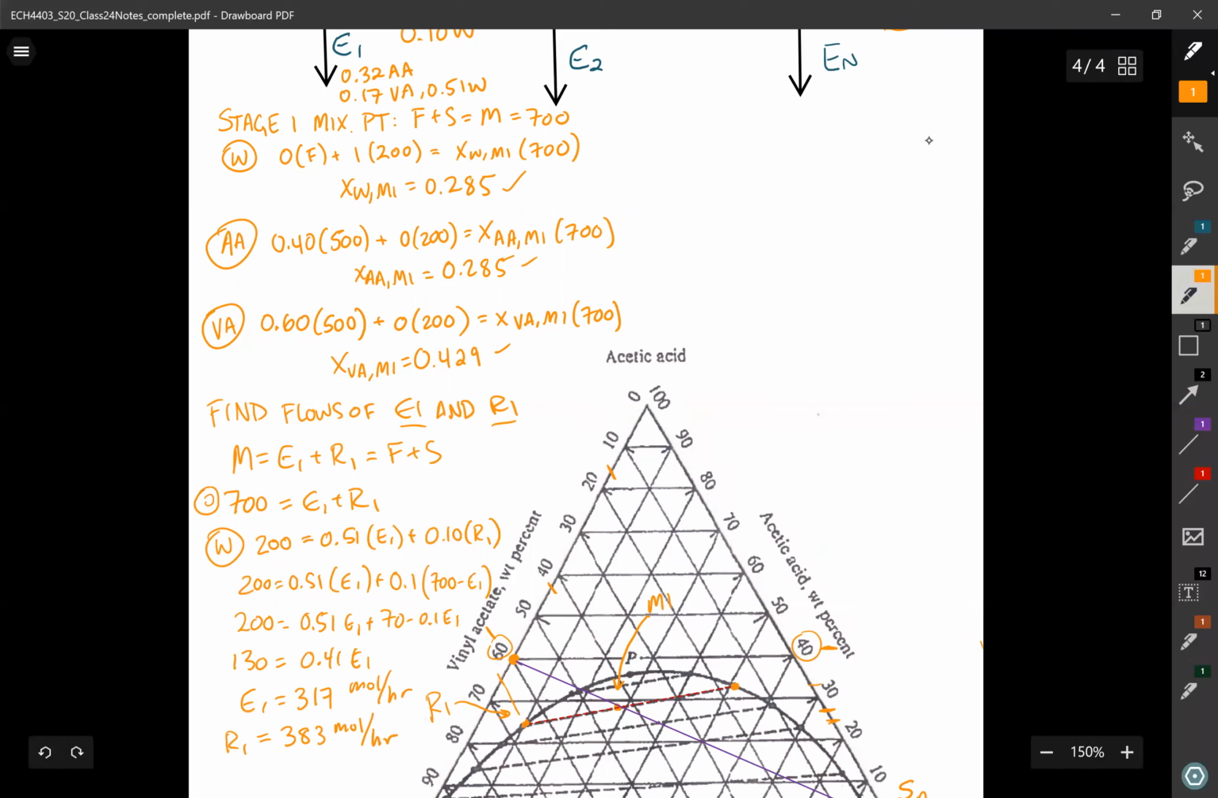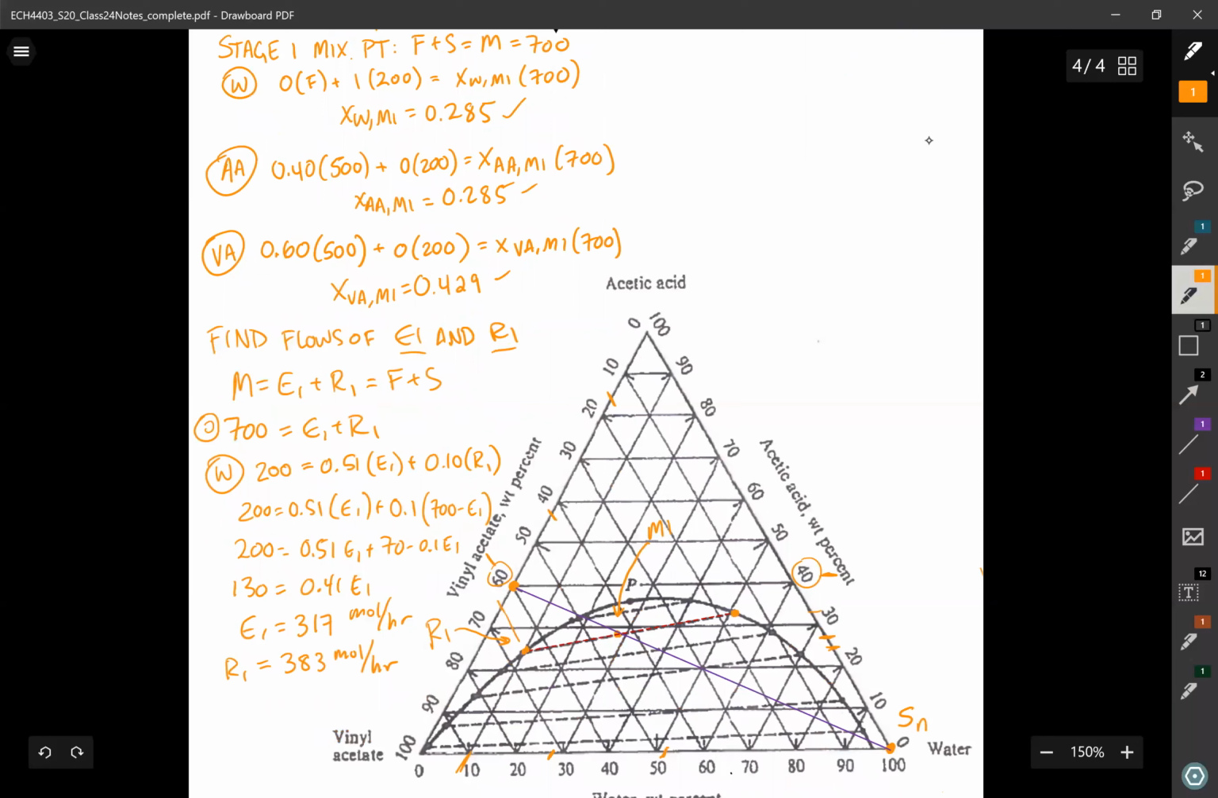So I'd like you to pause the video at this point, and instead of using the water balance to find E1 and R1, go back and verify. Try to use the acetic acid balance and see what numbers you get. And you might be surprised to find that you don't get exactly the same numbers. Remember, that is because the material balance is a little bit over constrained, and the information should be redundant. But because I'm not perfect at reading these diagrams, and nobody is, you're going to get a little bit of error. So you have to be comfortable with that error. But you should be able to verify that the numbers are at least close to the numbers that I've calculated here.